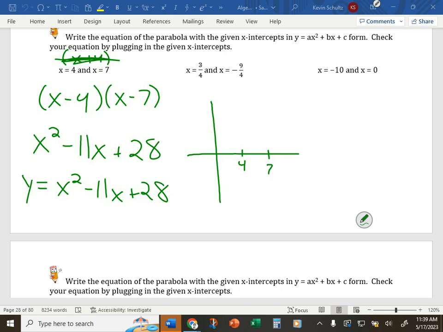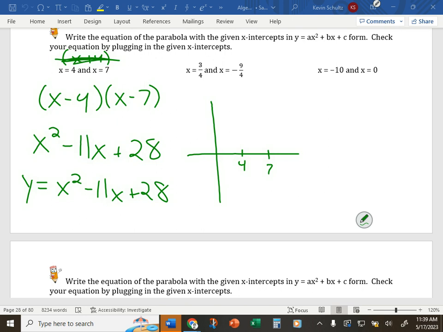It opens up, and we know that because it's positive here, right? So that means our vertex is going to be down here somewhere. Who can tell me more precisely where the vertex of this parabola is going to be? Colin. I know how to get it. Negative b over 2a, right? But I'm not looking for an exact point.